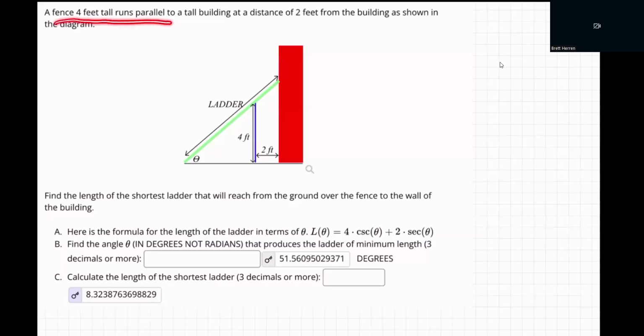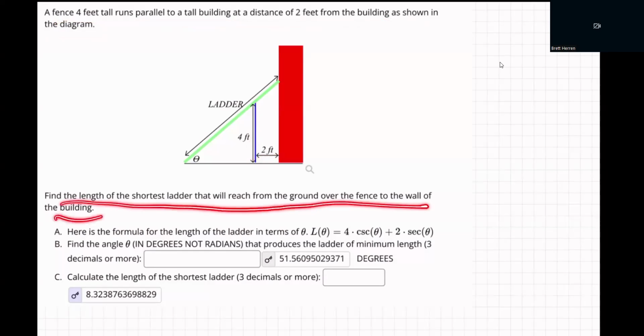A fence 4 feet tall runs parallel to a tall building at a distance of 2 feet from the building, as shown in the diagram. So here's a 4 foot tall fence. It's 2 feet from some building. Find the length of the shortest ladder that will reach from the ground over the fence to the wall of the building. So it'll reach over that fence, touch like that.